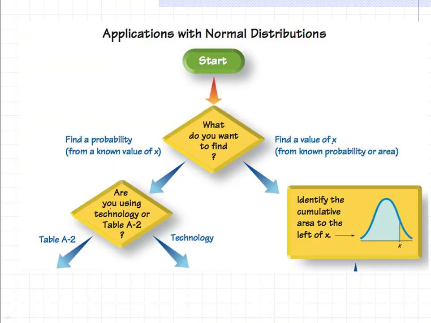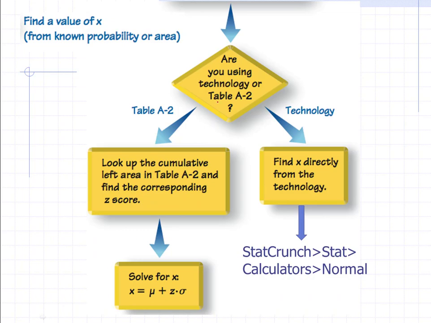If we want to find the value of x from the probability or area, we have to decide what's the area to the left, and then we take it again to the table or to technology. If we look at the table, we're going to look up that area in the body of the table. And then we can unstandardize our score to find that x that we're interested in. Again, if we're going to use the technology, we'll go to StatCrunch, Stat, Calculators, Normal.